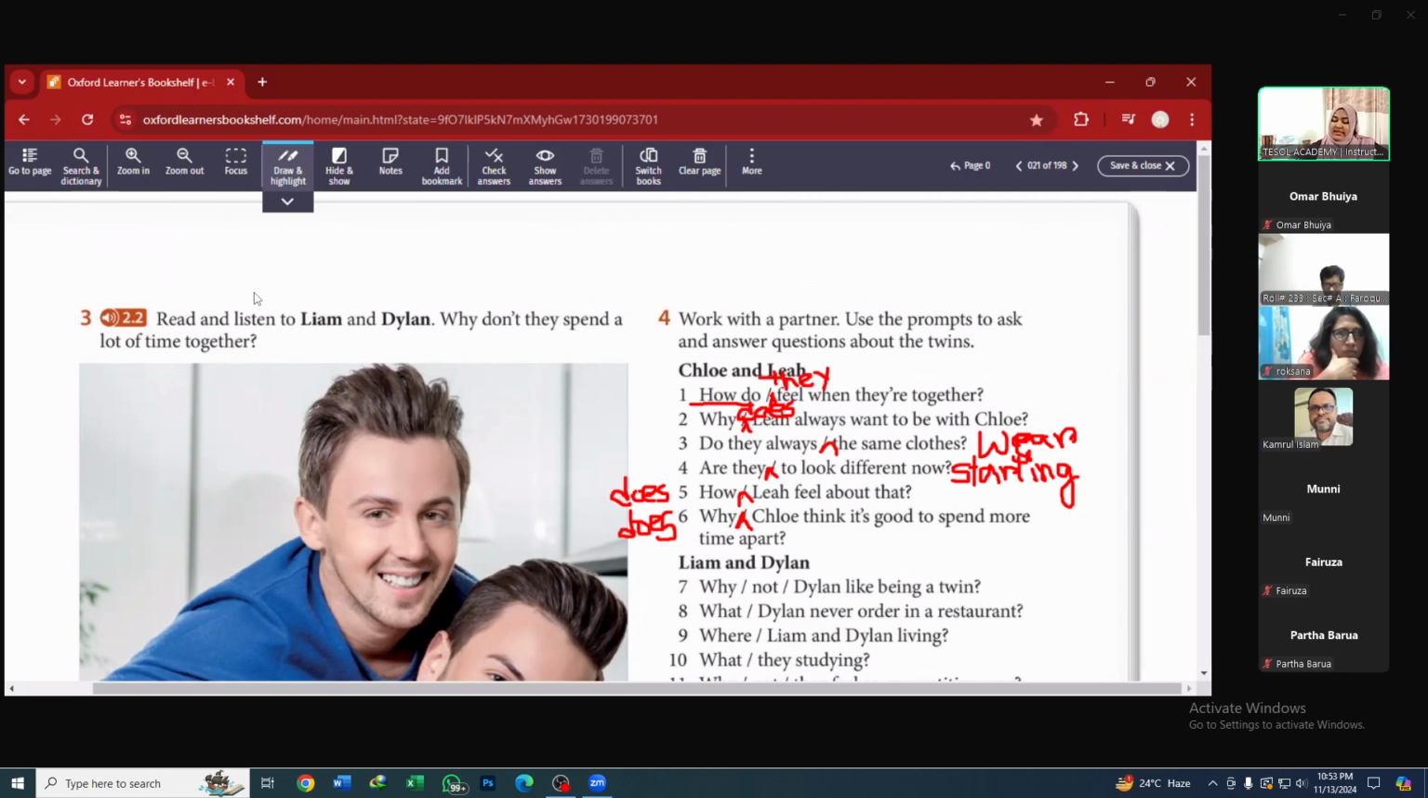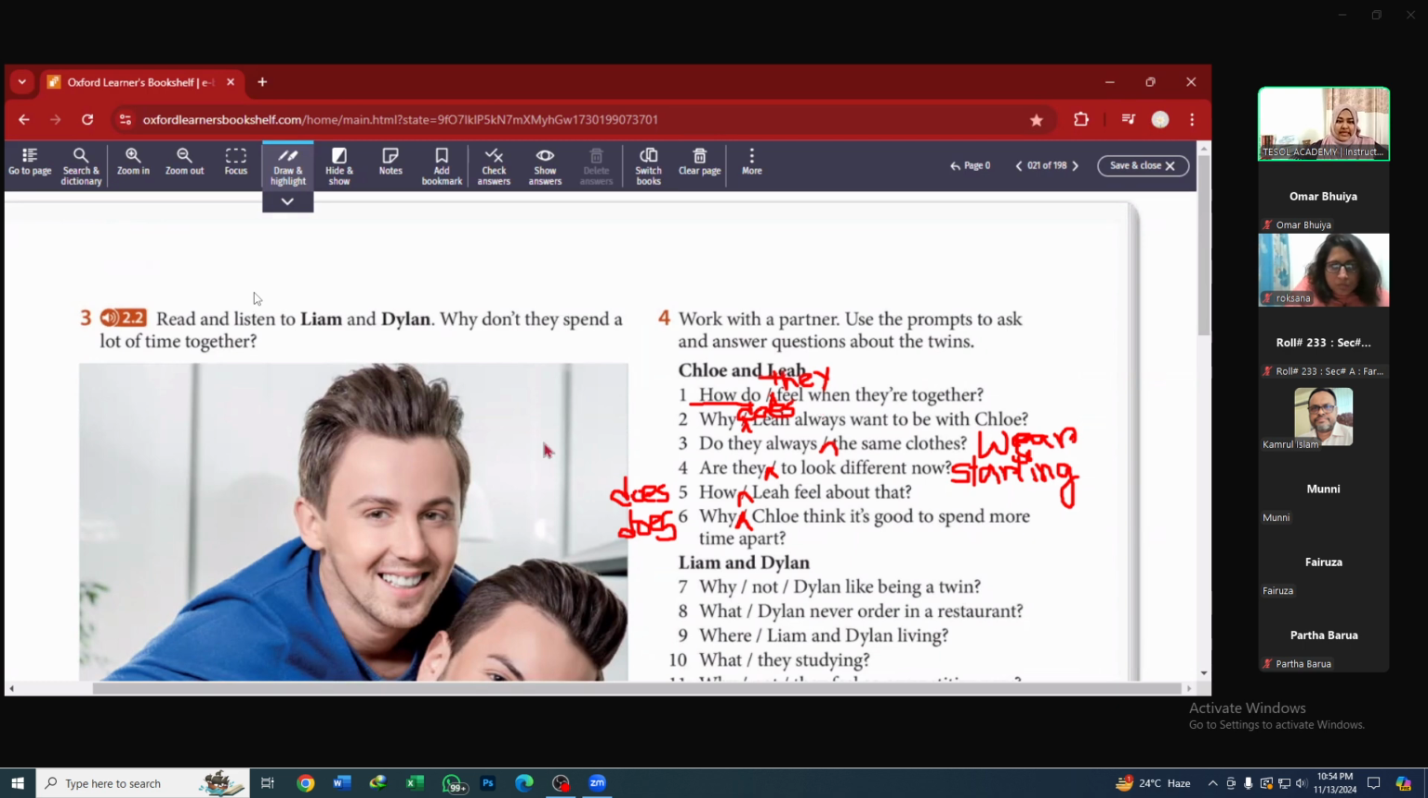Okay, so Miss Bindu, can you give me the answer to number two? Why, Madam, does Leah always want to be with Chloe? Leah all the time wants to stay with Chloe because with Chloe she never feels sad. Very good. Exactly. The main answer is when Leah is with Chloe, she never feels sad. That is why she always wants to be with Chloe. Very good, Miss Bindu. Great.